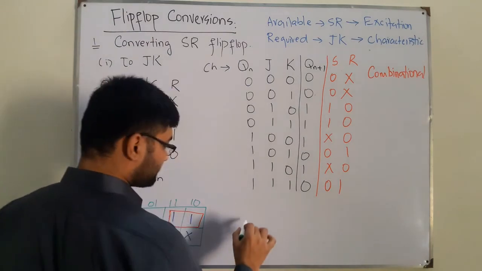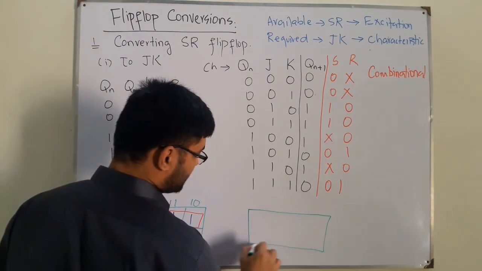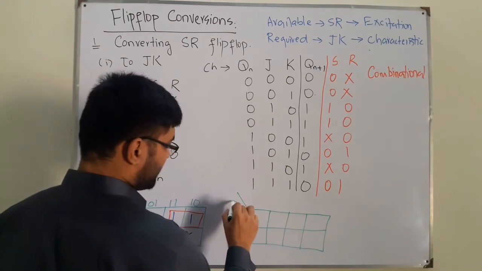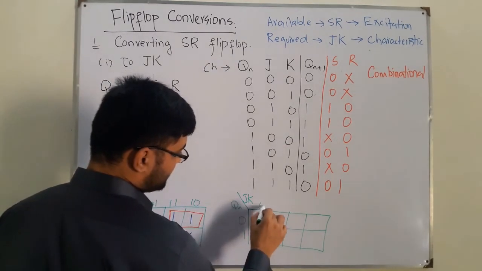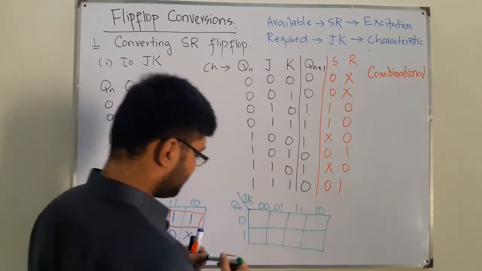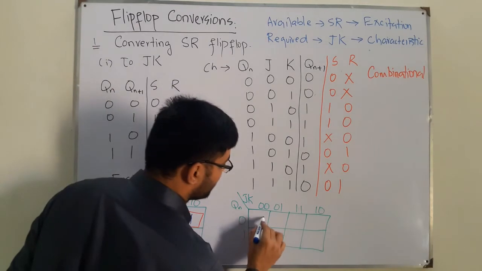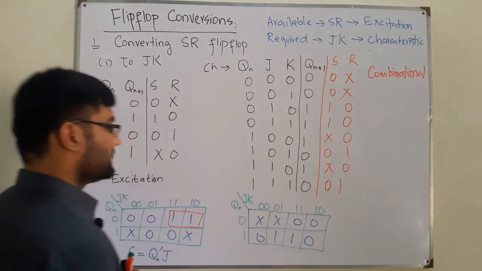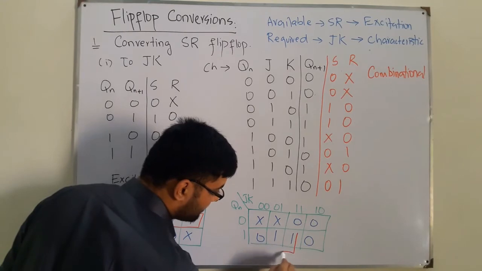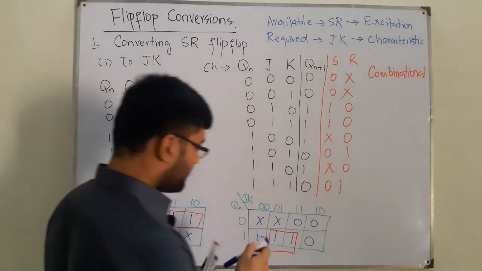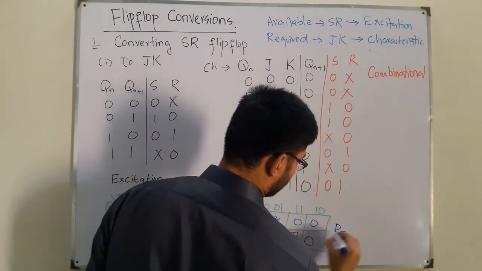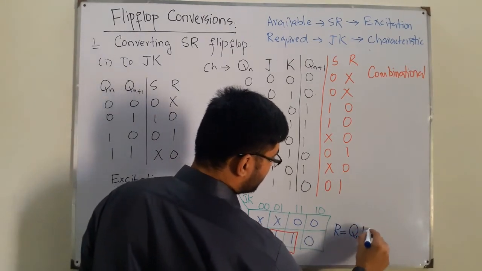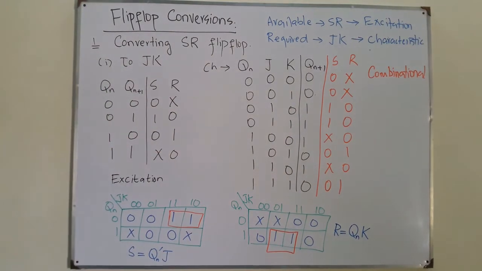Now for R, we draw the same 8-cell map with Qn, J, K. Now you fill them in: X, X, 0, 0, X, X, 0, 1, 0, 1. Again, the only group of ones is this one, and we have the value for R. The value for R is Qn and K, Qn times K.